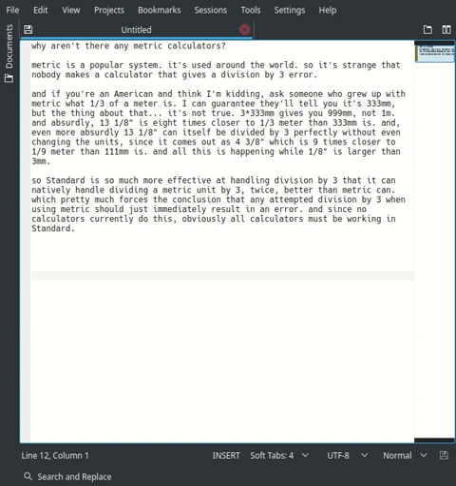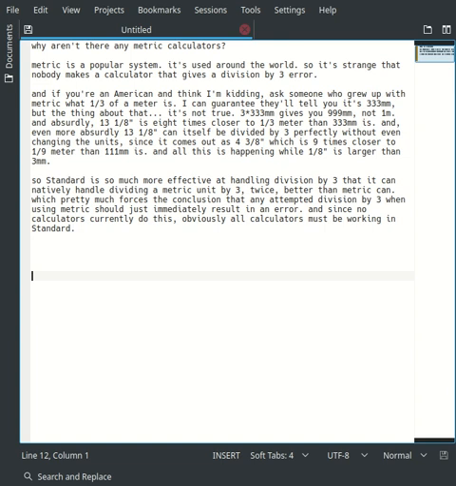Like, we don't have to go to 16ths of an inch or 32nds of an inch or something like that. It comes out as 4 3/8 inches. So we're still operating in inches and eighths of an inch. And this 4 3/8 inches is 9 times closer to 1/9 of a meter than 111 millimeters is.